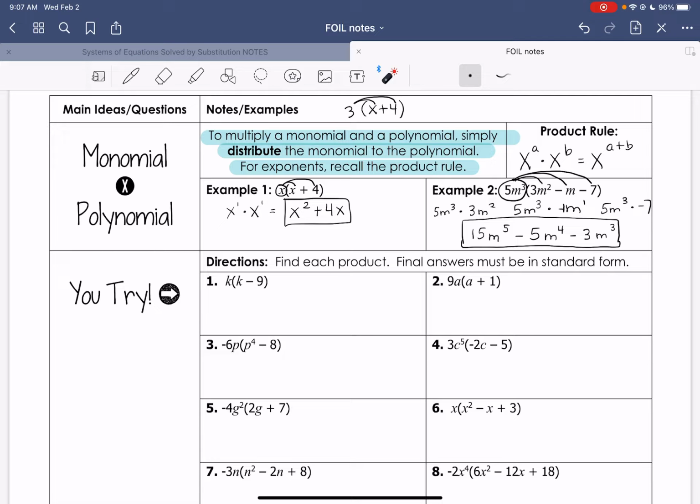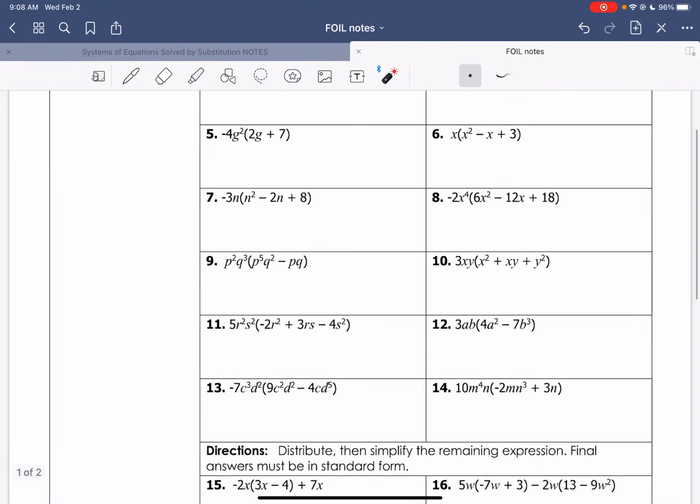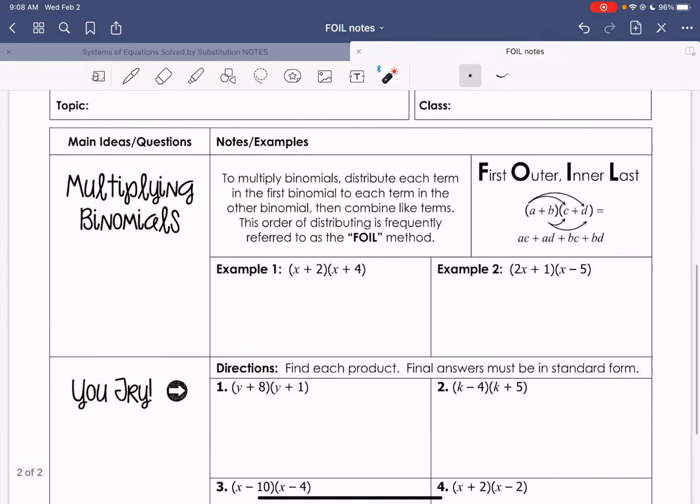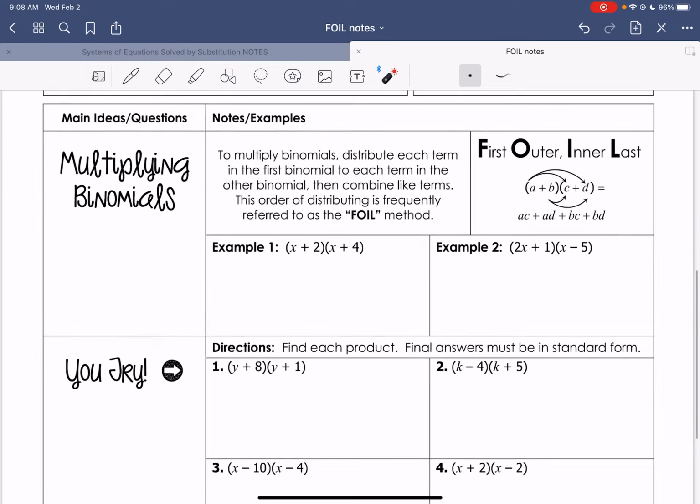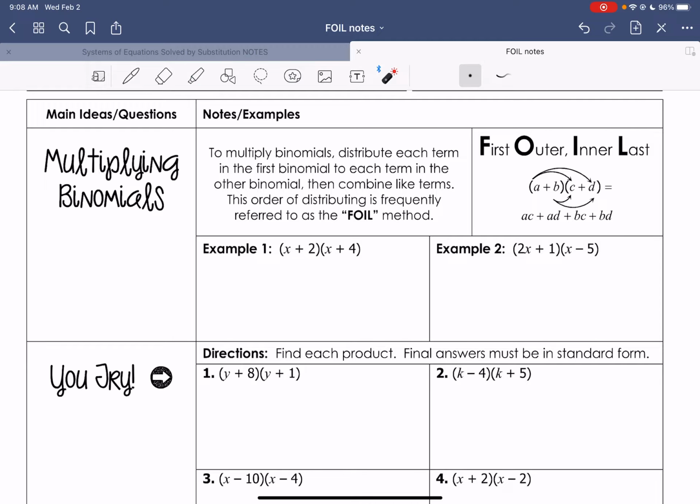So the next example, this is when multiplying a monomial times a polynomial or a binomial. The next example is something new for you guys, and I'm going to scroll down here. And it's something called foiling. And I'm going to go ahead and read this here.